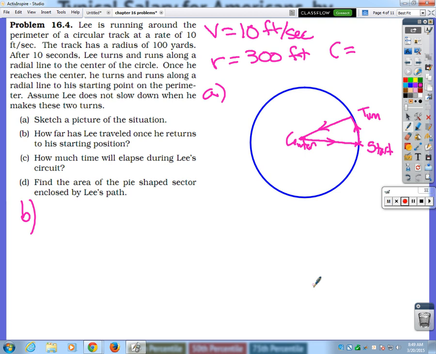Okay, how far has Lee traveled once he returns to his starting position? Easy question. How far does he run along the track? We already figured this out if you were listening. Okay, after 10 seconds, he's going 10 feet per second for 10 seconds. 100 feet.